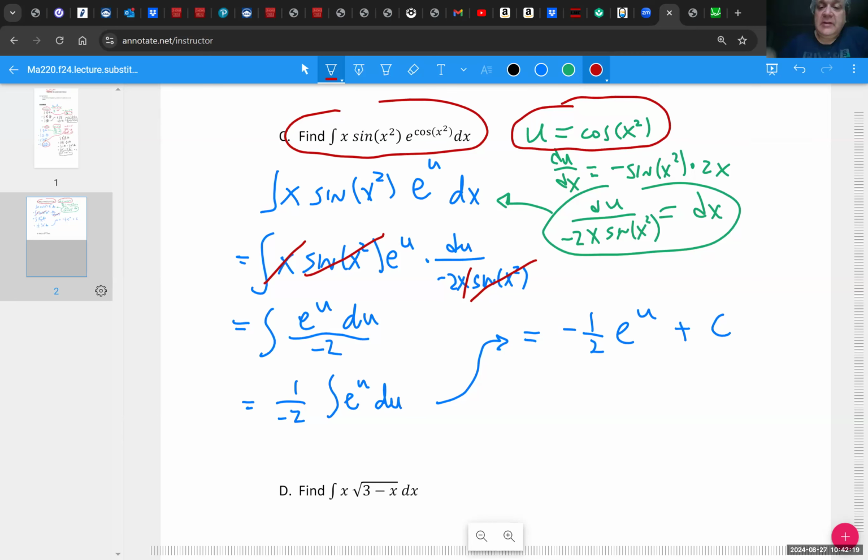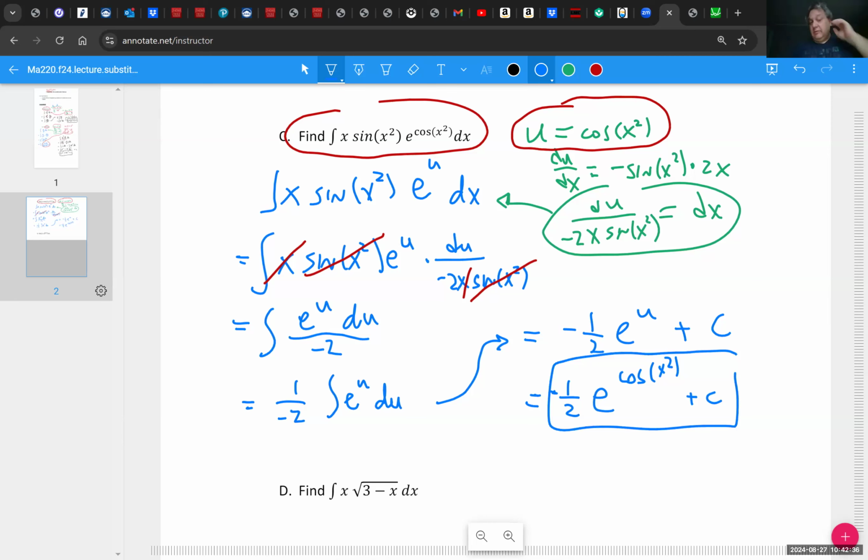So that means this problem right here can be re-simplified back as e to the cosine x squared. Instead of u, we're going to write the version of u, which is cosine x squared plus c. And that is your answer to part C.